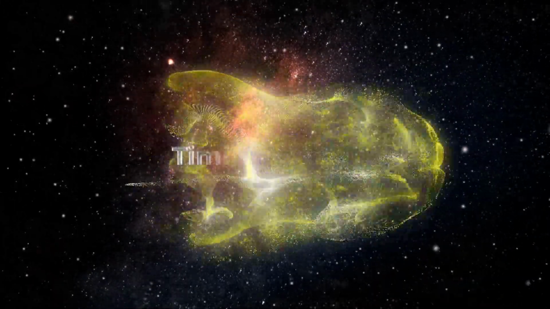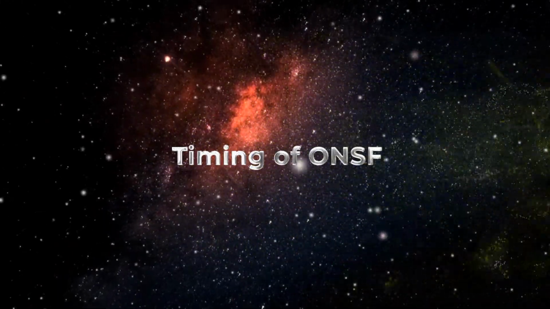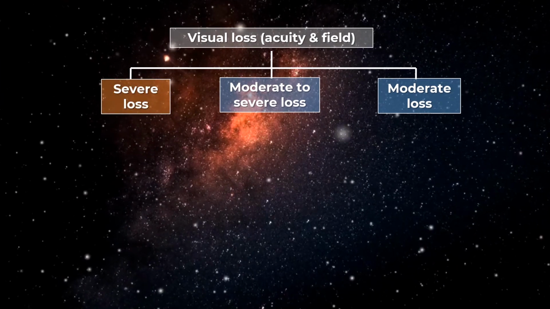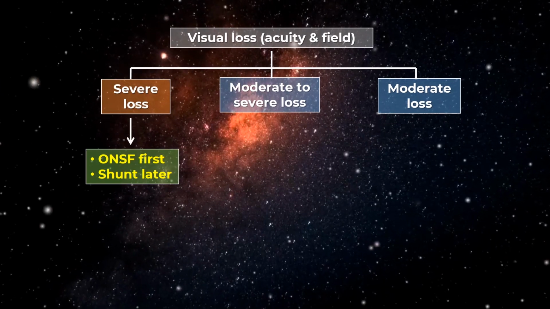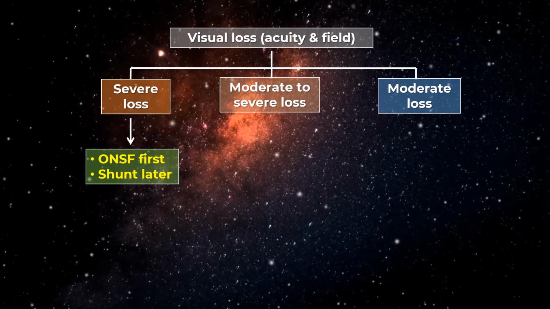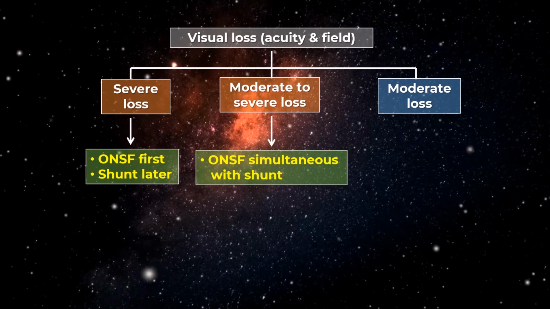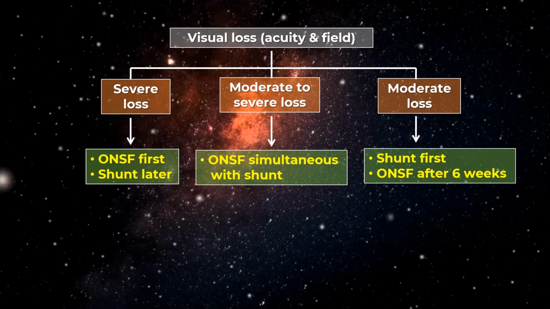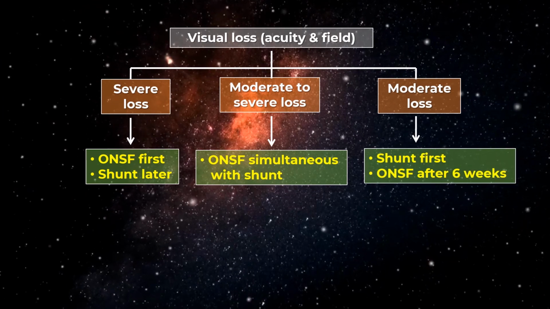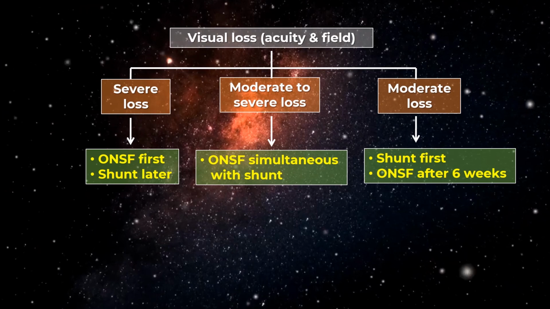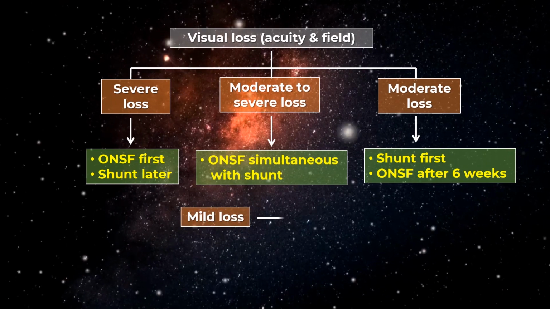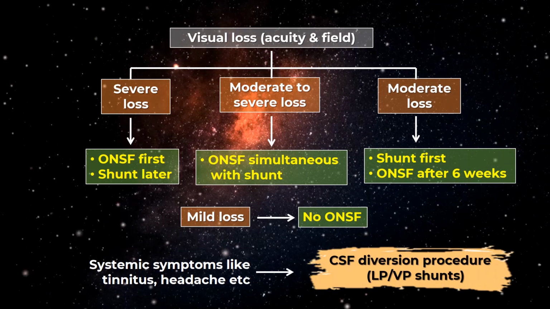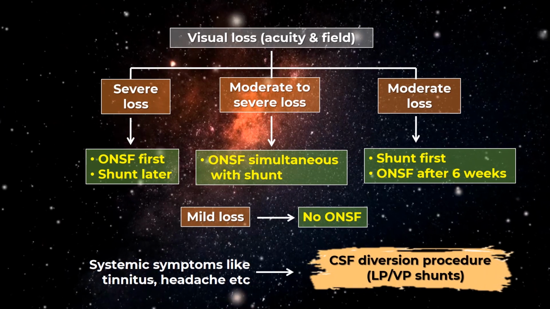So what is the ideal timing of ONSF in IIH or CVST? It depends on the visual loss. If it's severe, you do it before, shunt can be done later. If there is moderate to severe loss, you can do it along with the shunt. If there is only moderate loss, shunt is done first. If there is no resolution of fluid after 6 weeks, you go ahead and do an ONSF. And in mild cases, you do not do an ONSF. For systemic symptoms like tinnitus, headache, CSF diversion procedures are required, not ONSF.